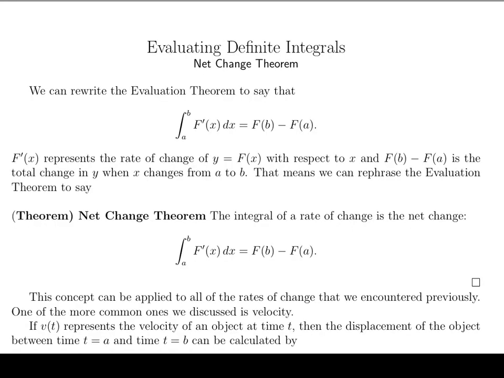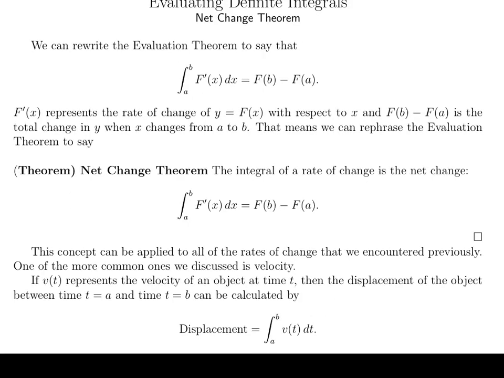So this is telling us that if v of t is the velocity of an object at time t, then the displacement of the object between time t equals a and time t equals b is calculated with an integral. It's this integral, where we can say that the displacement is equal to the integral from a to b of v of t dt.